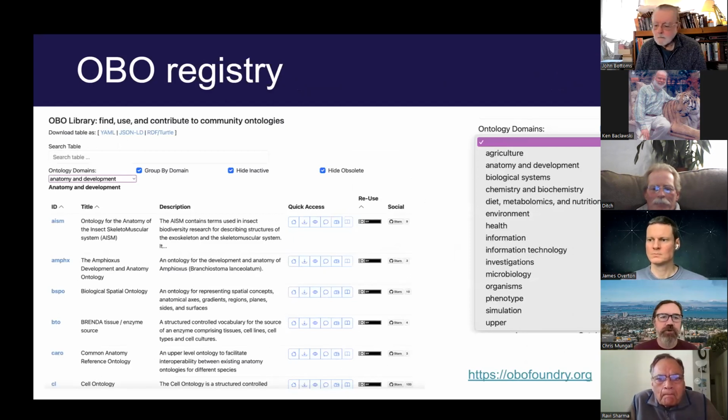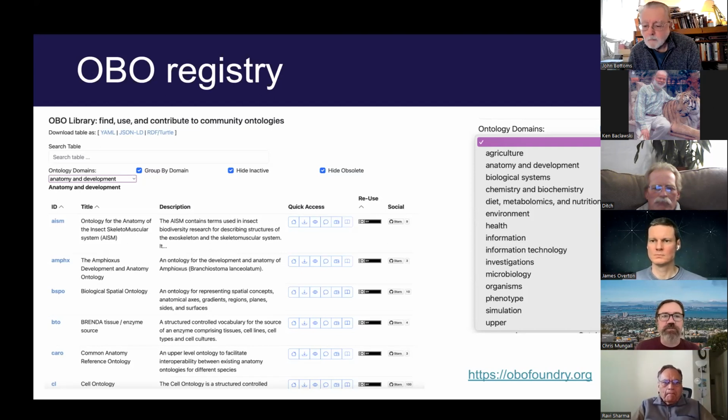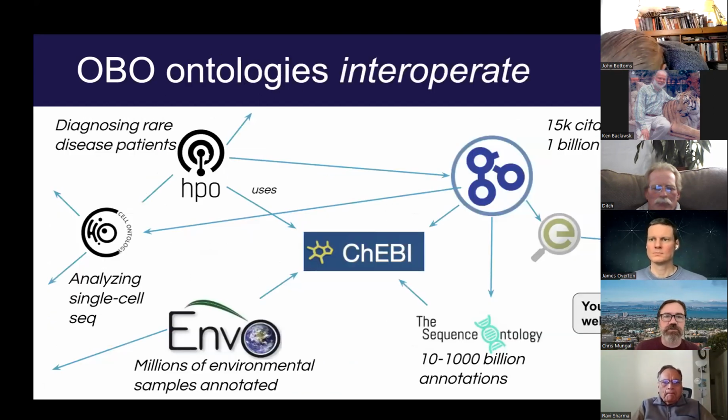So OBO itself constitutes well over 100 ontologies. You can see this on the OBO site, and we now have a nice new browser on the site where you can look at all of the different ontologies by the different domains they cover. You can see we're covering a broad swathe of domains, from agriculture and environments all the way down to diet and metabolomics, chemistry, and all the way up to whole organisms and whole environments and so on. So there are a lot of diverse ontologies in there, and these ontologies largely interoperate with one another.